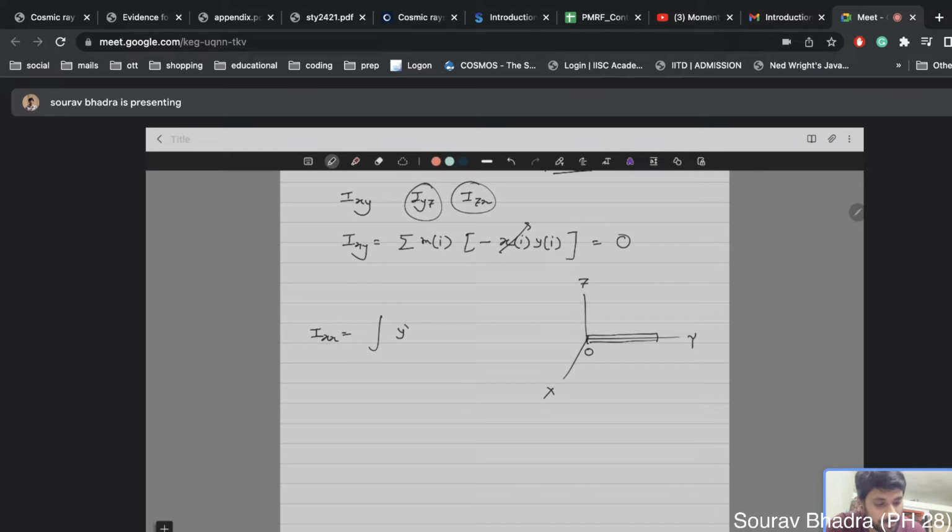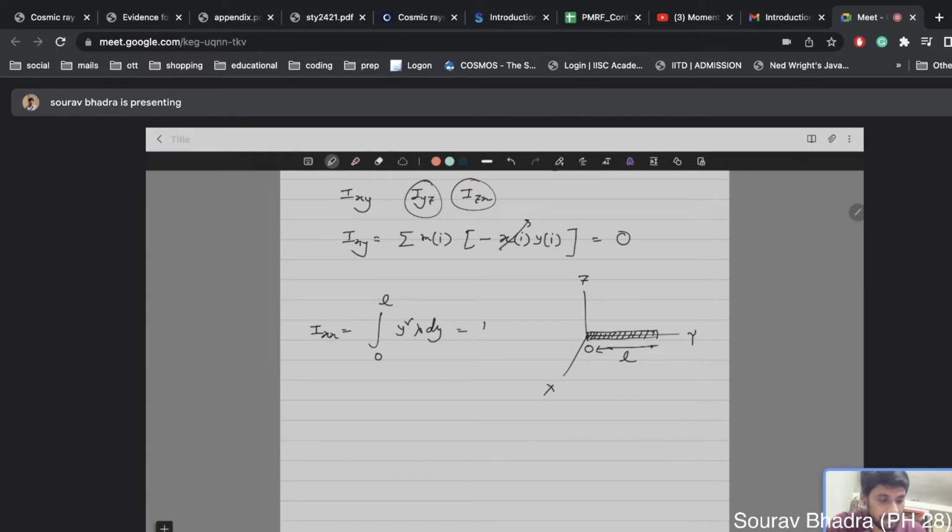So the same thing will be here also, but this time our integration limit will be 0 to L, because the rod starts from this point O and it ends at this point, so the distance is L. Okay, so instead of plus L by 2 and minus L by 2, which was in the previous case, it will be 0 to L. And if you do the integration, then you will get ml square by 3.